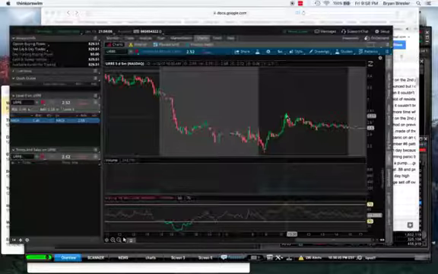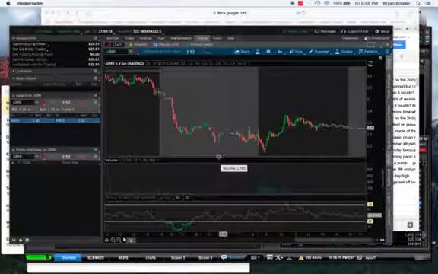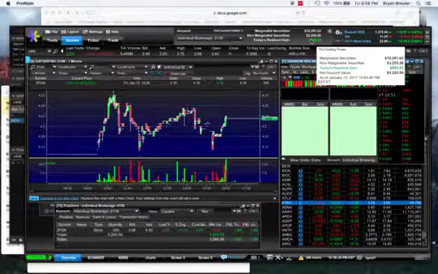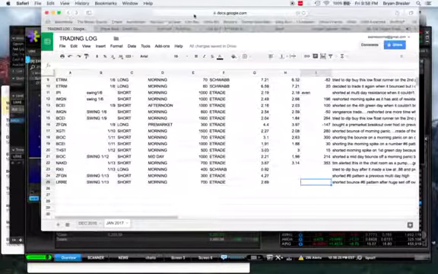I shorted at 268 right here on this first red candle. And then it sold off. We'll see if we get a panic on Monday. And that is my Friday. Made about 500 minus 40, so about 522.